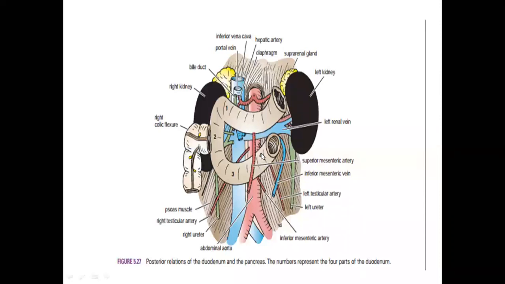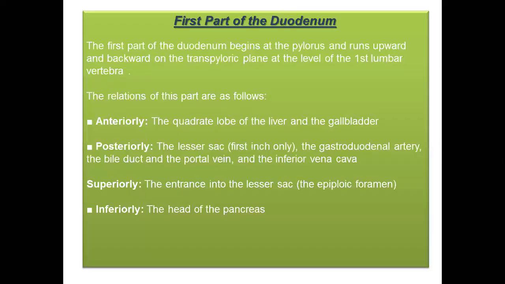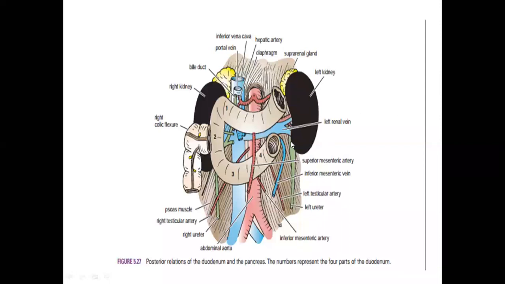So you can see here in this relationship that you will find these structures. These are the parts of the duodenum that you can see here, 1, 2, 3, 4, and on the back side you will find the posterior relationship, and in the front will be the anterior organs which are lying anterior to the first part of the duodenum.